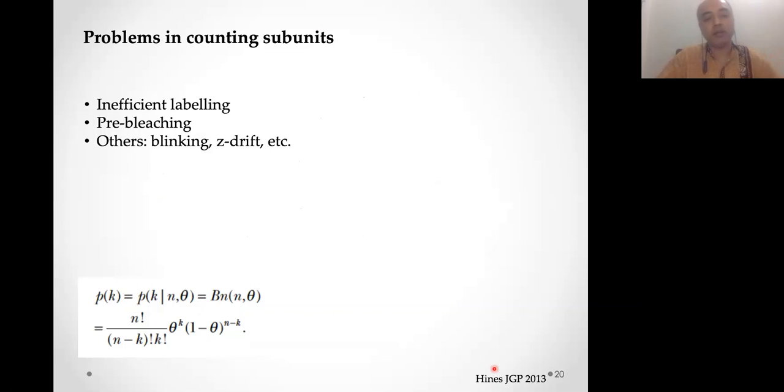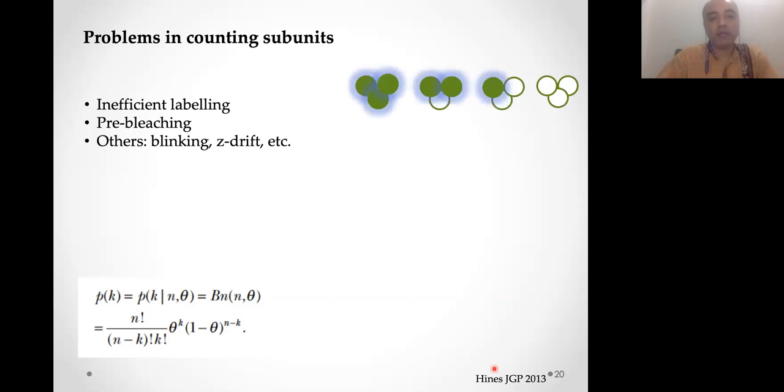The GFP that has been tagged fluorescently might not have matured, right? If it is a process that you're looking at inside the cytoplasm, then before you start imaging, the bleaching of the molecule might already have happened, and you were not able to pick up that photo-bleaching step. There is also blinking and the triplet state. All this causes problems in counting like this, and you will have to worry about it.